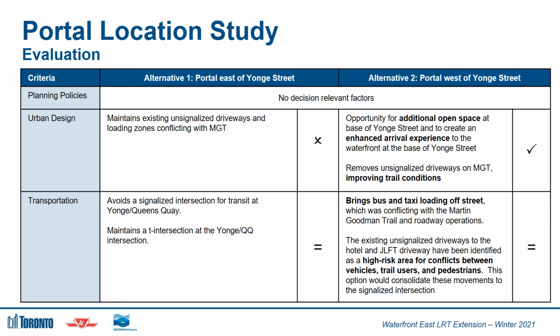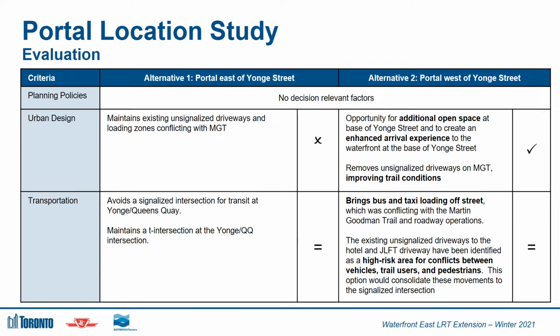Now, getting into the evaluation of the two alternative locations. In terms of planning policies, there are no decision-relevant factors as both help achieve the planning objectives for the area. In terms of urban design, the portal west of Yonge Street provides opportunity for additional open space at the base of Yonge Street and to create an enhanced arrival experience to the waterfront. It also removes unsignalized driveways on the Martin Goodman Trail, improving trail conditions.